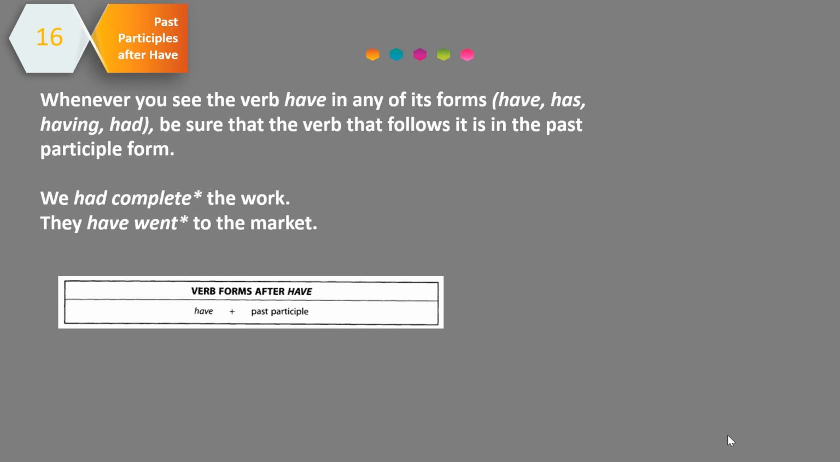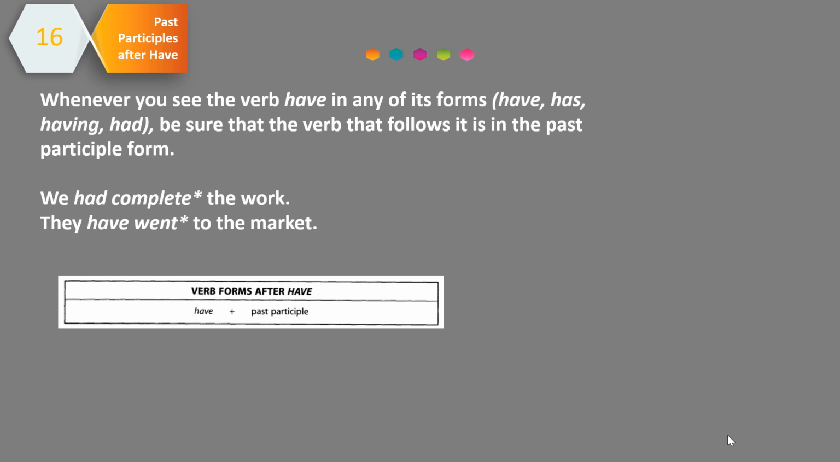Have a look at the example. We had complete the work. They have went to the market. Those two sentences have asterisk. Those two asterisk indicate errors. The first one, we had complete the work. We can find had in the sentence, past participle or verb 3, not complete but completed. We had completed the work.